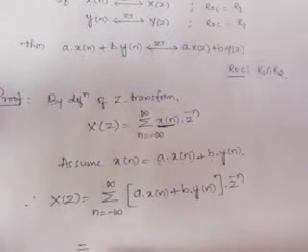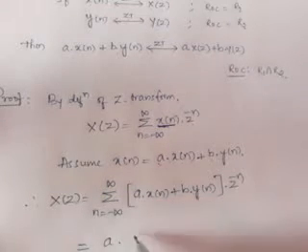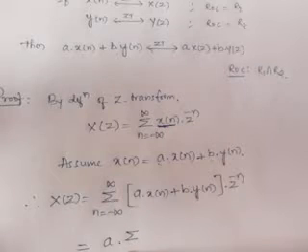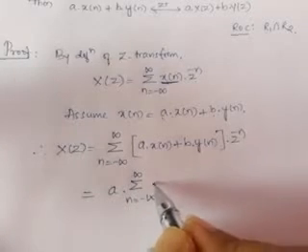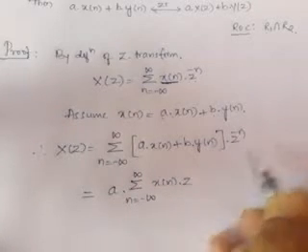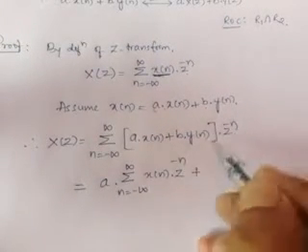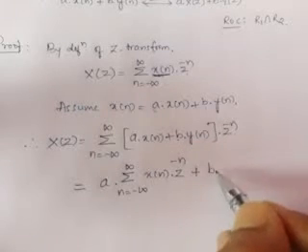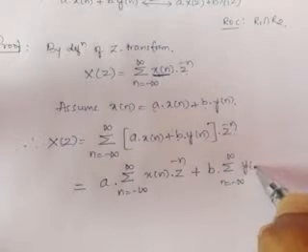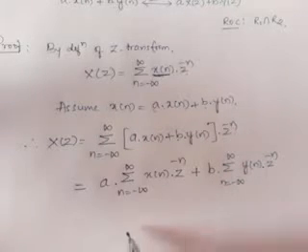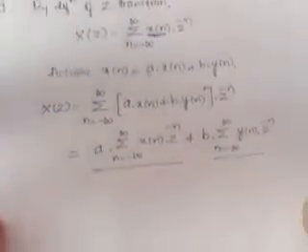Next step, simplification. I will separate the terms. a is the constant term, take it outside: a into summation over the limits minus infinity to plus infinity x of n multiplied by z to the power minus n. Similarly, the second term, plus b is the constant term, take it outside: b into summation n equal to minus infinity to plus infinity y of n z to the power minus n. Hence we got two terms separately.